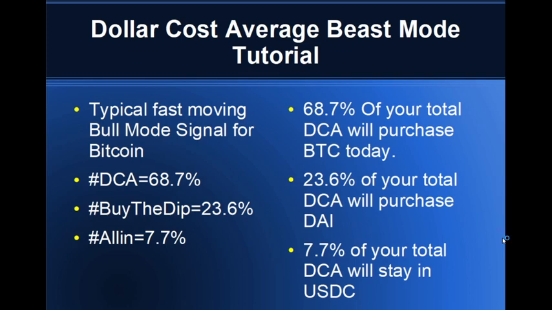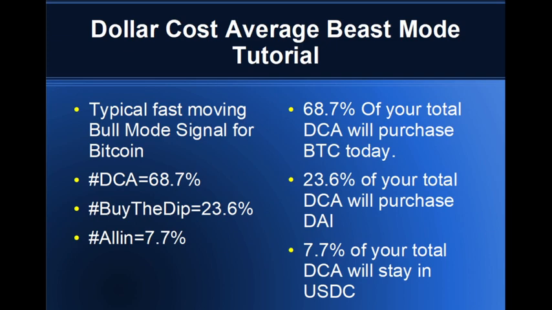These are the typical signals. There are three typical signals, and then there's an average signal, but these are the three signals that I'm going to show you, which are good enough to show you the general idea. I'm showing you the extremes, and then there's an average signal, which depends on bull mode or bear mode. So the typical fast-moving bull mode signal for Bitcoin: the DCA is 68.7%, the buy the dip is 23.6%, and the all-in signal is 7.7%.